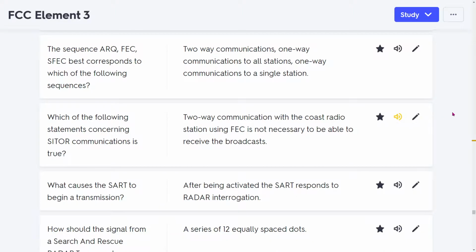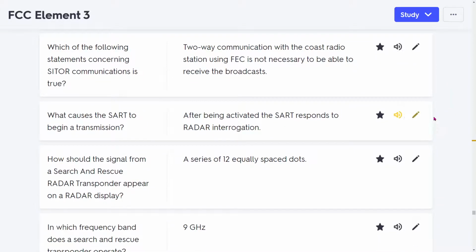Which of the following statements concerning SITOR communications is true? Two-way communication with the coast radio station is not necessary to be able to receive the broadcasts using FEC. What causes the SART to begin a transmission? After being activated, the SART responds to radar interrogation. How should the signal from a search and rescue radar transponder appear on a radar display? A series of 12 equally spaced dots.